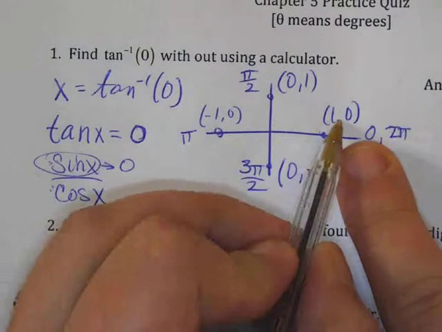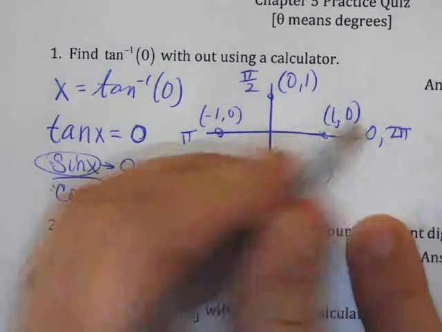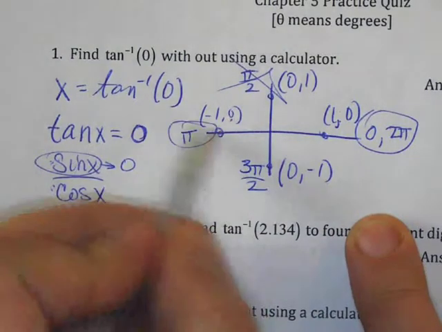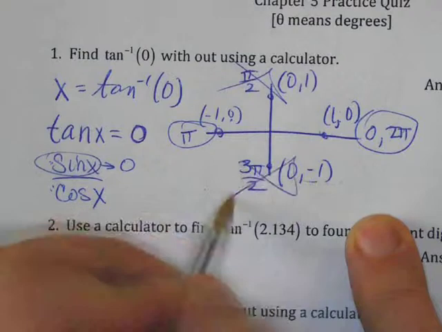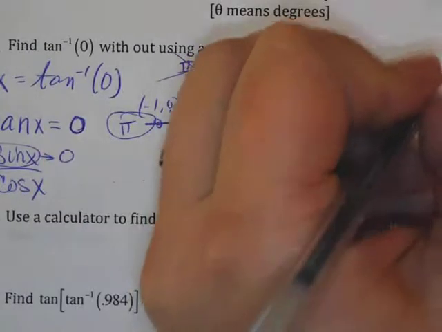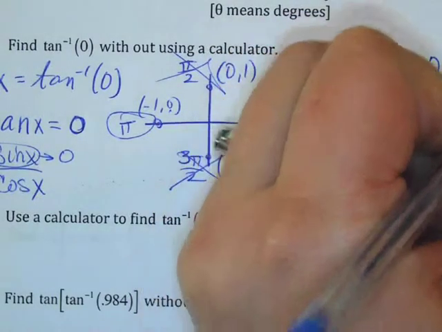So what about right here? Yes. What about right here? Yes. What about right here? No. So for your answer, you're gonna say 0 plus 2k pi.